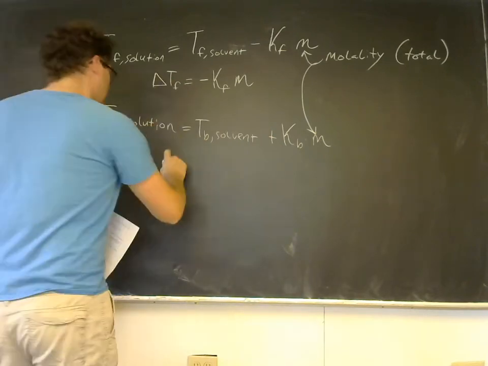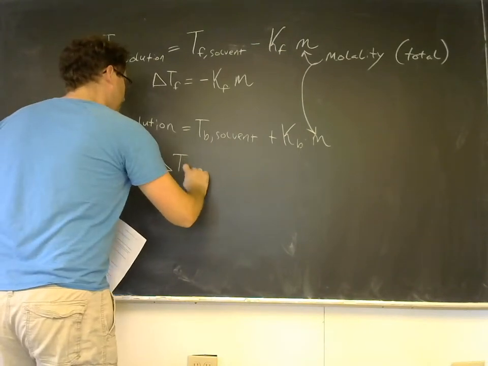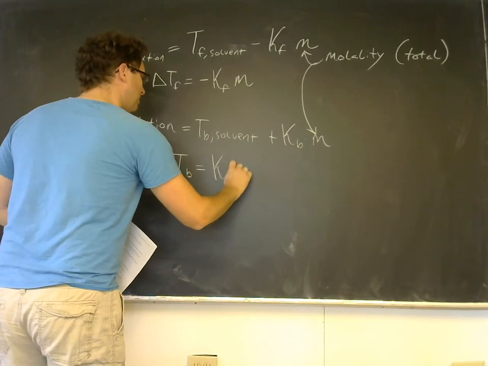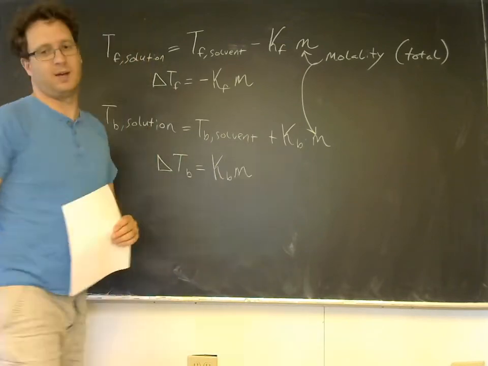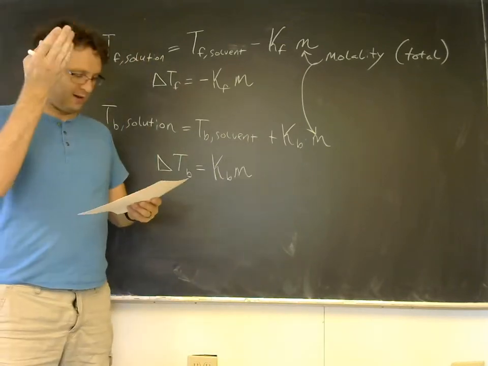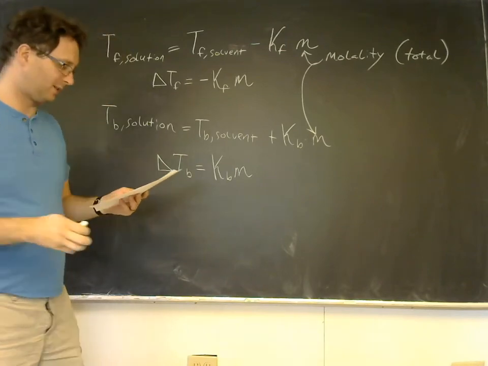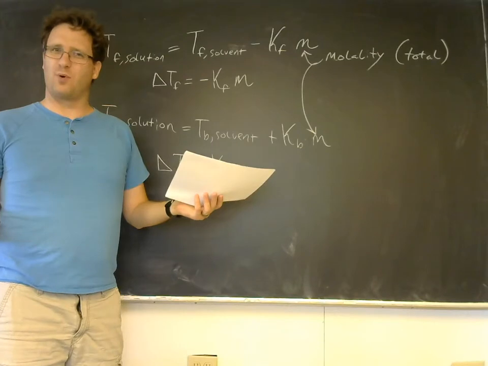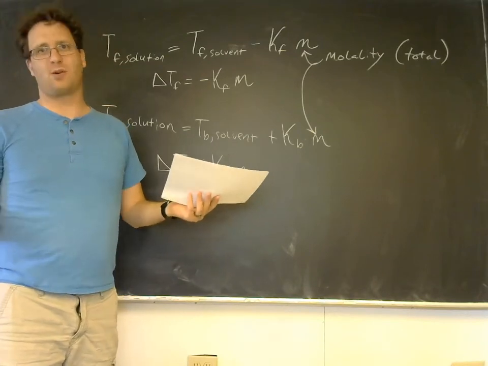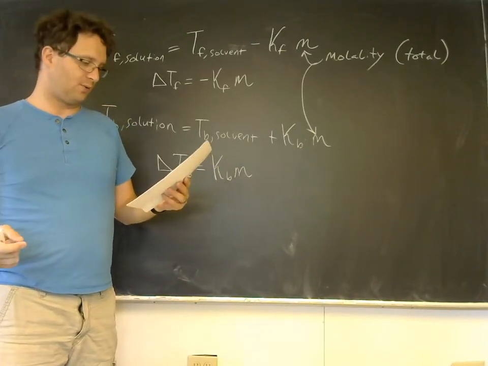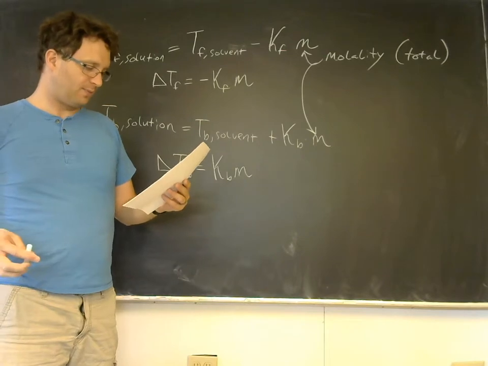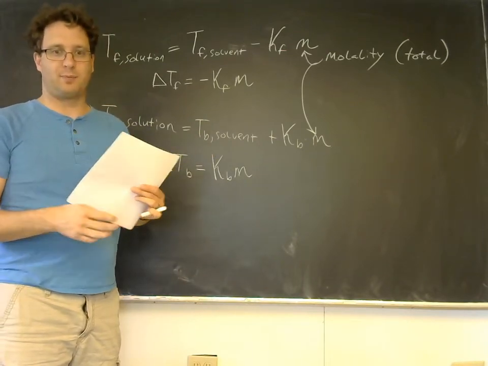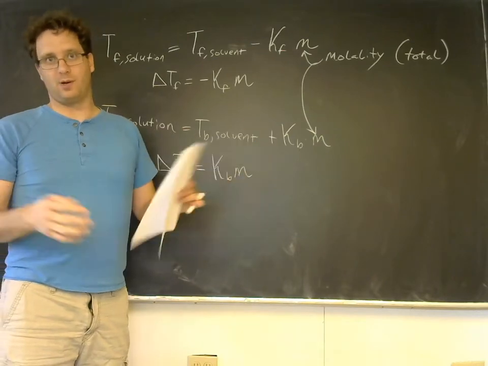And here we can say delta Tb is equal to, this time it's a positive Kbm, because the boiling point will be elevated instead of depressed. And again, we're actually going to work some of these problems in the quiz. And so we'll go ahead and leave the problem solving to the quiz video, which I'll record in a few moments.